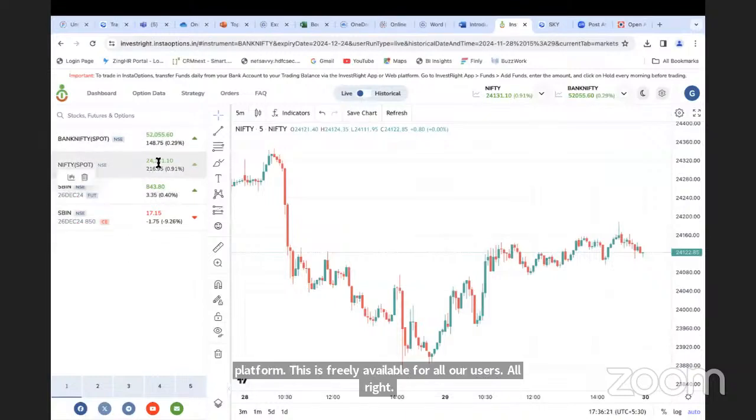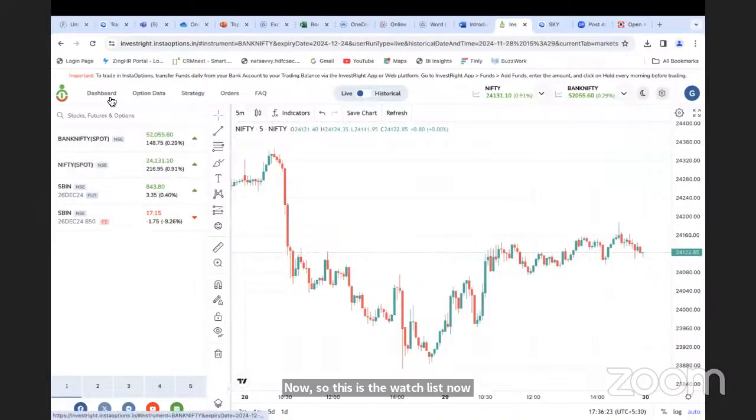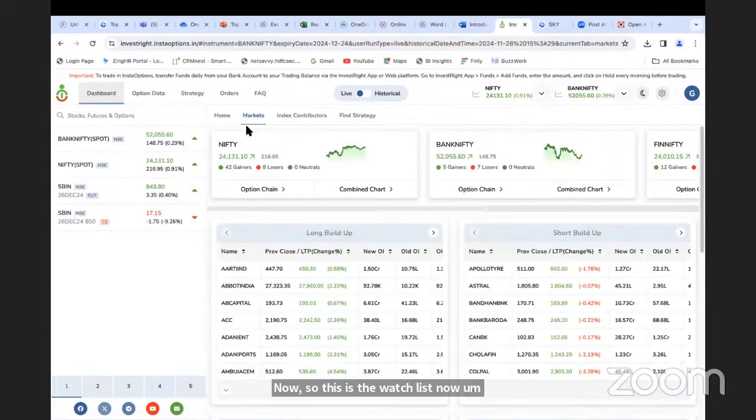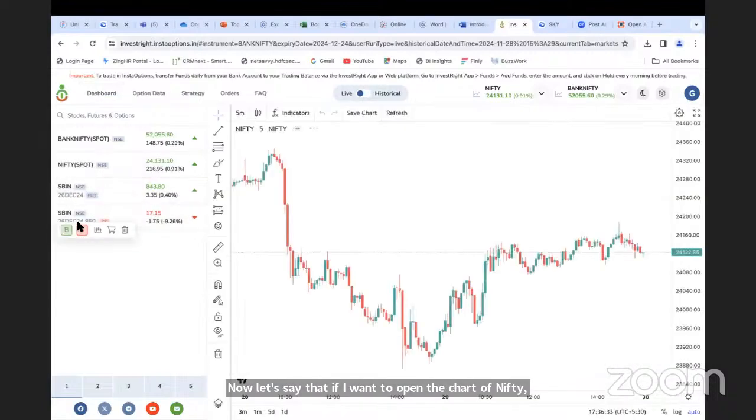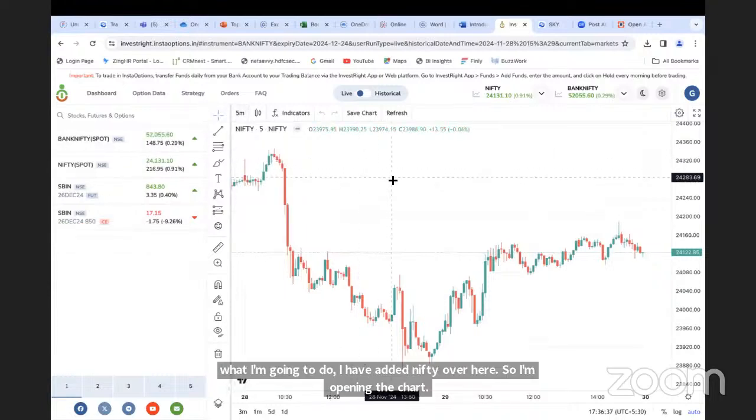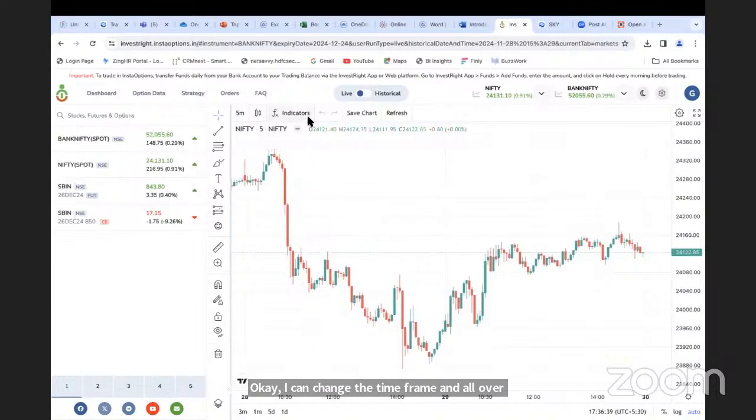So this is the watch list. Let's say I'm taking you back to the dashboard. If I want to open the chart of Nifty, I have added Nifty here, so I'm opening the chart. I can change the time frame and all here. Now how do I place the indicators? If you see, this is a TradingView chart.